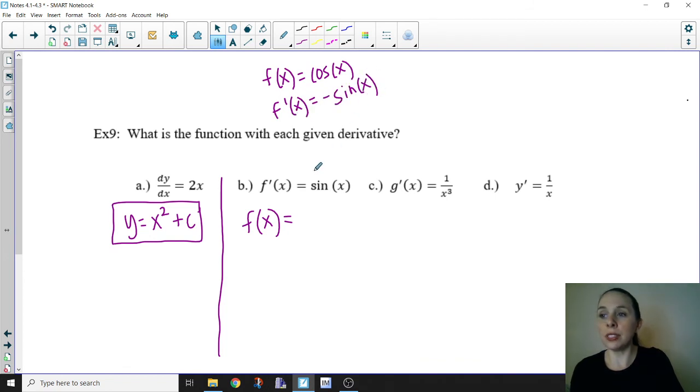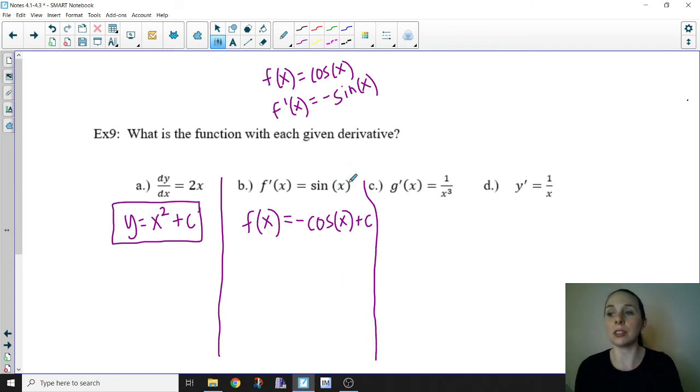However, I don't see a negative sign here. I see a positive sign. So I have to move that negative up here. The original function is negative cosine. That would get you a derivative that is sine. And don't forget the plus c. It could be negative cosine plus 2, negative cosine minus 11, or negative cosine plus pi. Any constant would not show up in the derivative because it goes to 0.